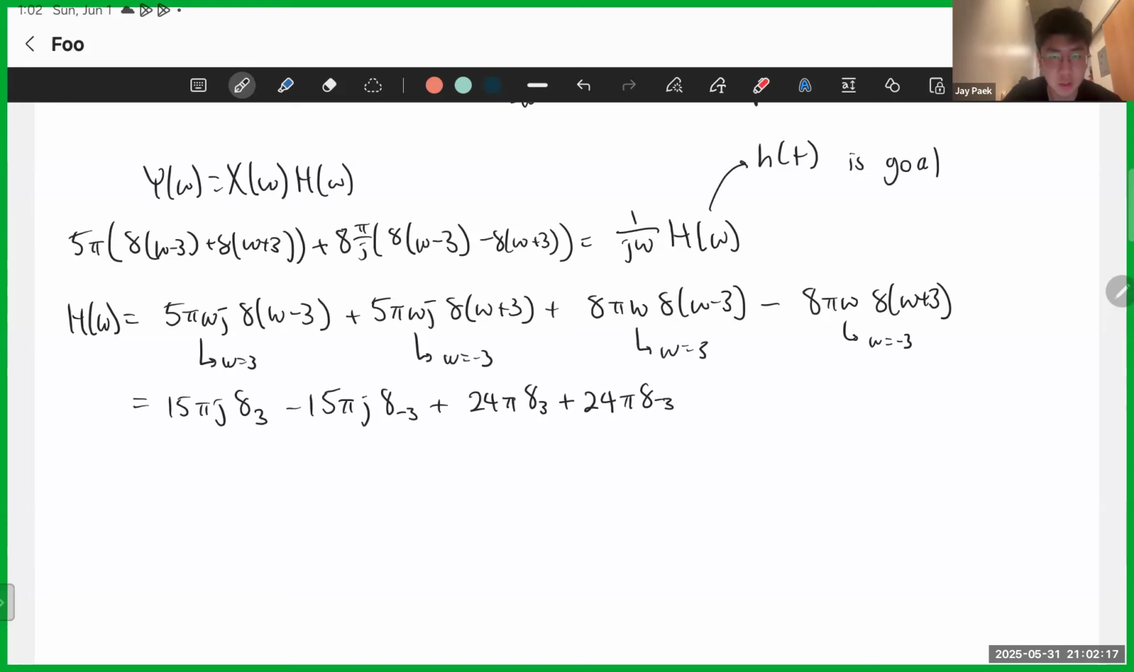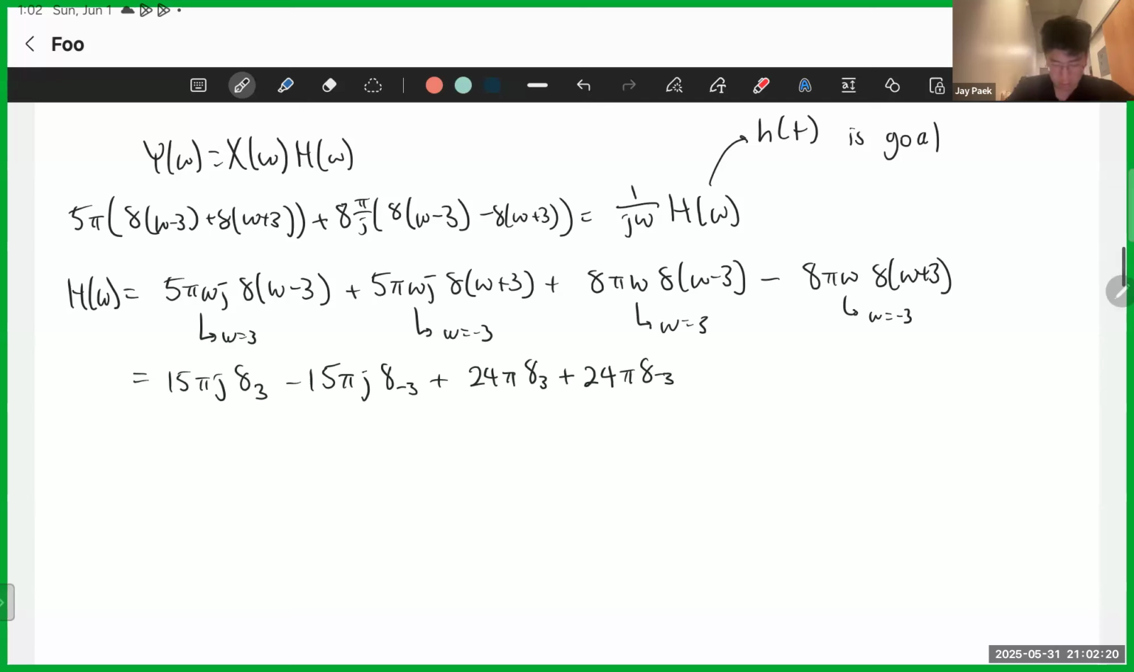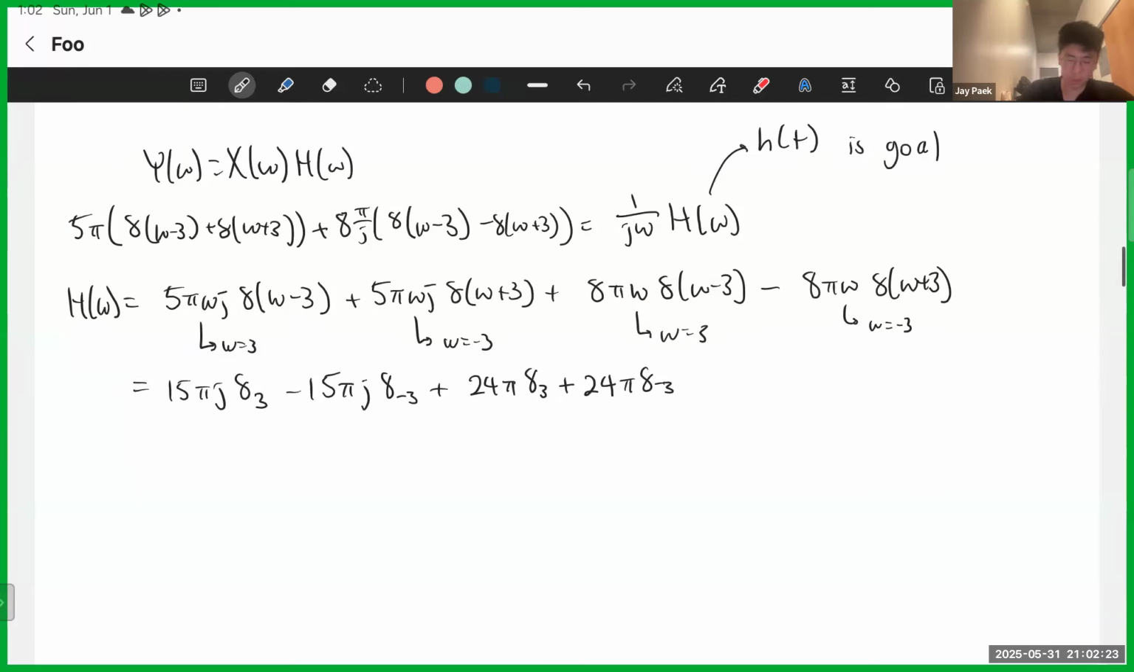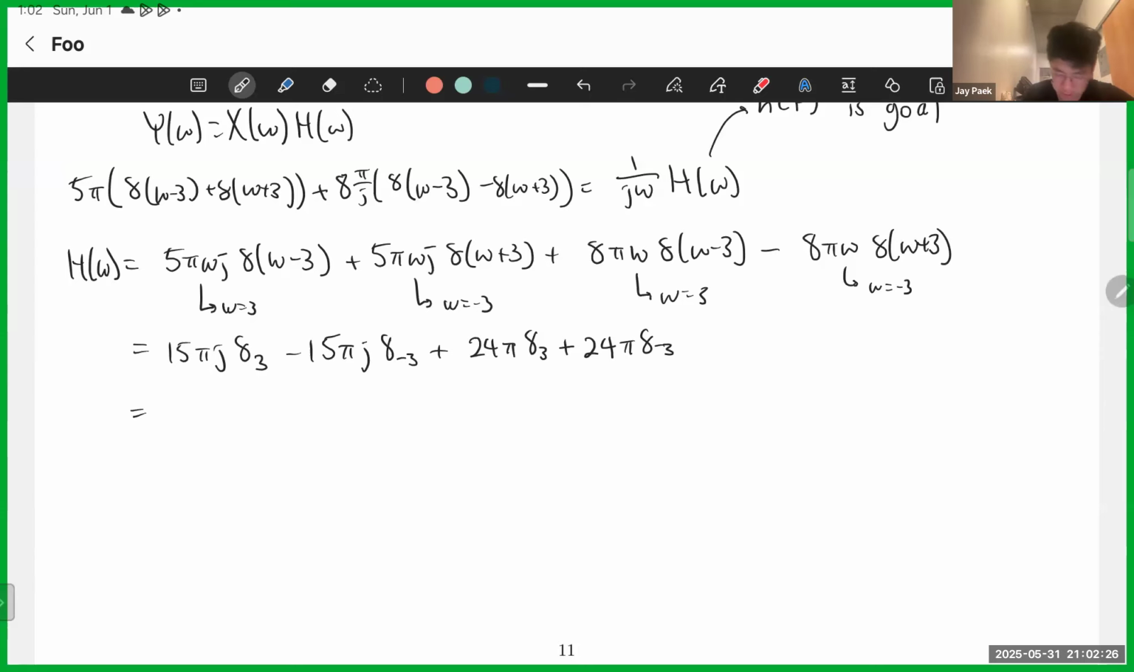I'm trying to see if I have any questions in the chat so far. Okay. For this point, it's so much algebra, but I will factor out a negative and make this first part all negative, so it'll be negative 15 pi over j delta 3 minus pi over j delta negative 3, plus, this one should be a little easier, it's just 24 times pi delta 3 plus pi delta negative 3.